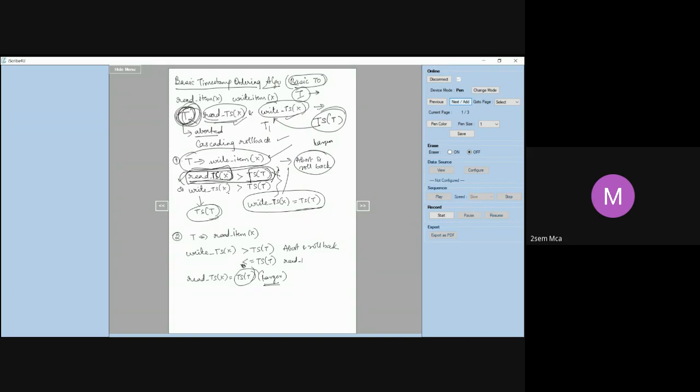Anyone? Raman, are you able to understand what I'm trying to tell? Yes, ma'am. If the read TS of X is greater than the timestamp of the new transaction, that means... Read TS of X is greater means what? It has the largest timestamp, associated with the youngest transaction. So the most recent, youngest, means what? That this transaction started after this.